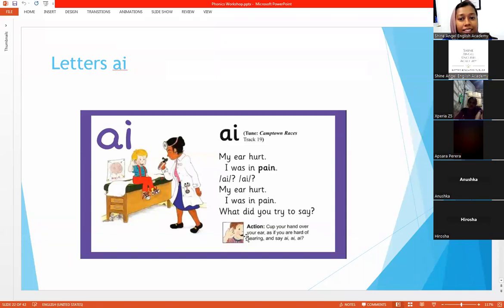A. This is the long sound. A. So your ears are hurting, right? You say, my ear hurt, I was in pain. What did you try to say? Like you don't hear what the nurse is saying. Now you can see the nurse is talking, right? You don't know what the nurse is saying because your ears hurt, you can't hear. So you say A. You're trying to hear what the nurse is saying.